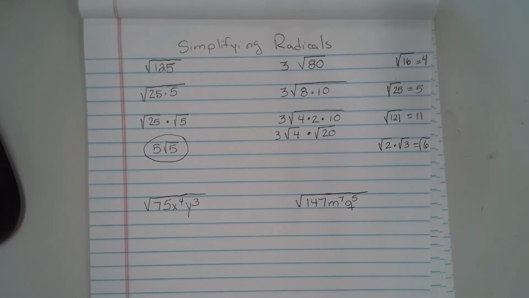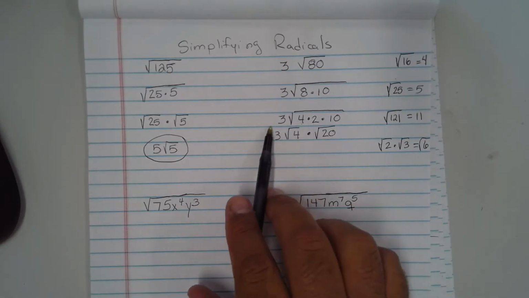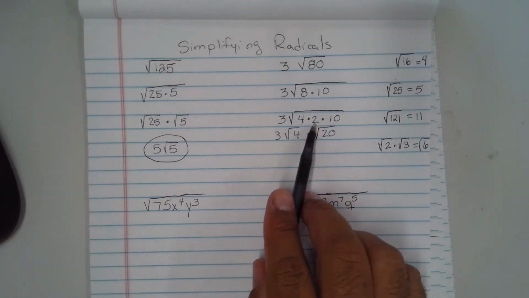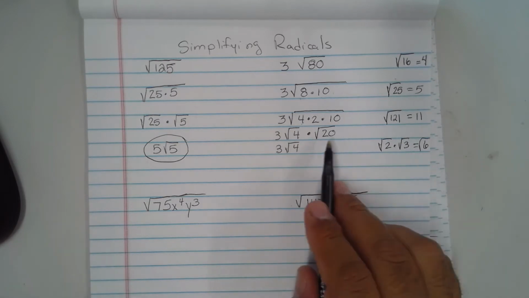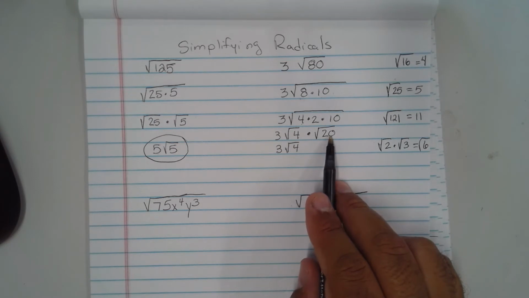Did I lose anybody yet? No. All I'm doing, guys, is just manipulation. That's all I'm doing here. So I have 3 square root of 4, but I could look at this one here. I could break that one down even more. What two numbers will give me 20? 4 and 5.